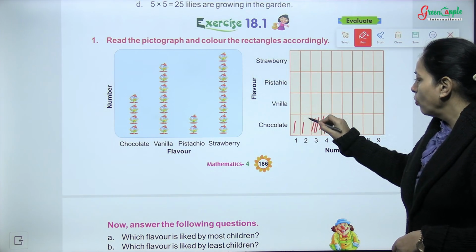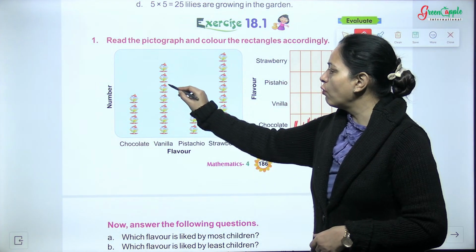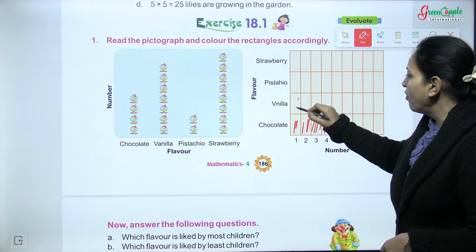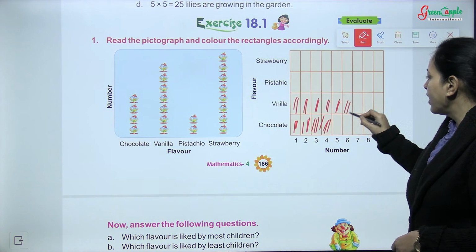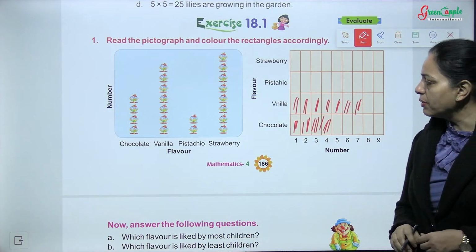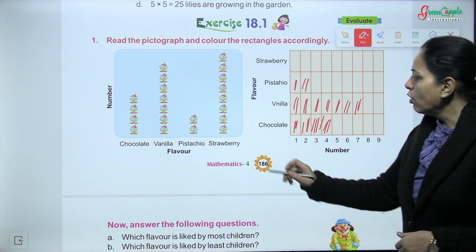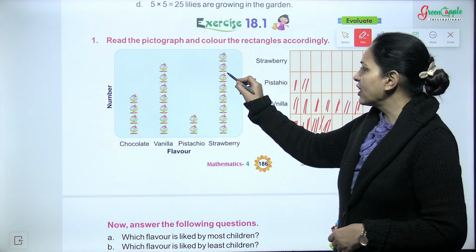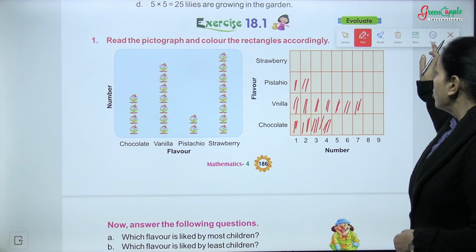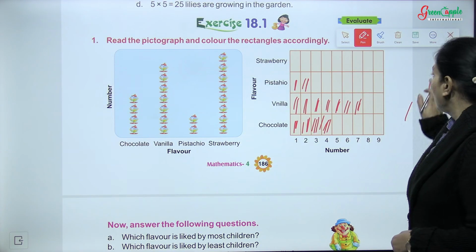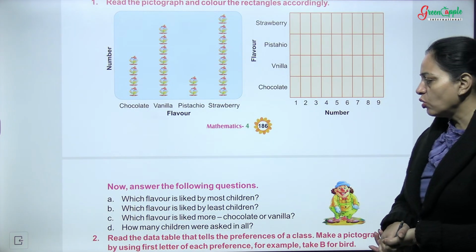Color it. Okay. Then for vanilla, 1, 2, 3, 4, 5, 6, 7. Then pista 2. And strawberry 1, 2, 3, 4, 5, 6, 7, 8. Then 8 rectangles we can color. So I hope this is clear to you. So next is here. Now answer these questions also.